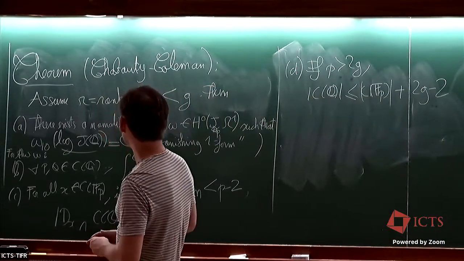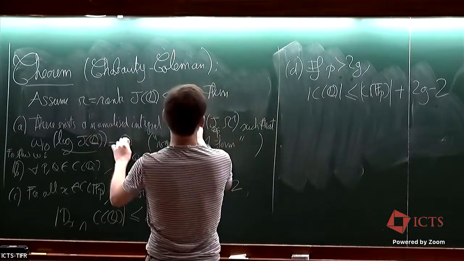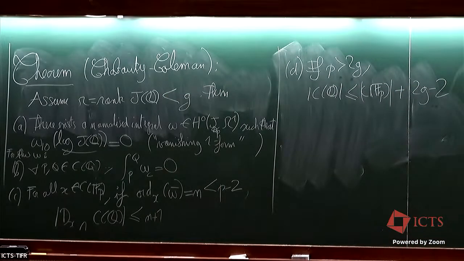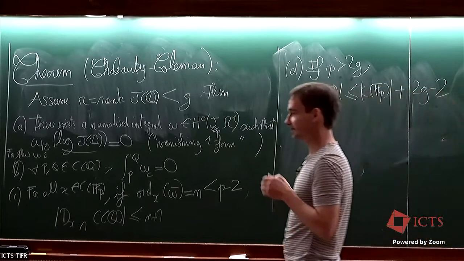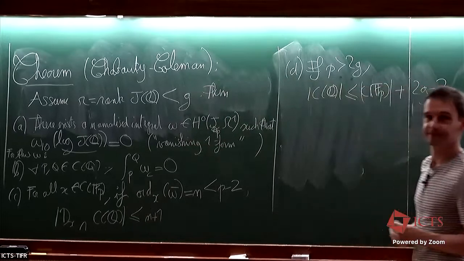Yeah, if g minus r is large, you can slightly improve this as well. Yes, because you can sort of manipulate different forms. It's not easy to write actually to make sense of it, but yes, you can do a bit better.